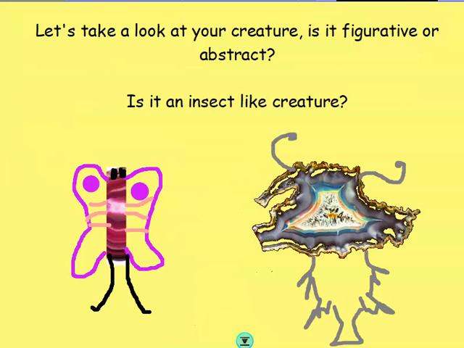Got a couple more examples on the next page. I did them on the screen, which is another option that you might be able to do if you can't do it on paper. But see what you can come up with. Can you create a creature? Is it figurative or abstract? Is it an insect-like creature, or is it something else?